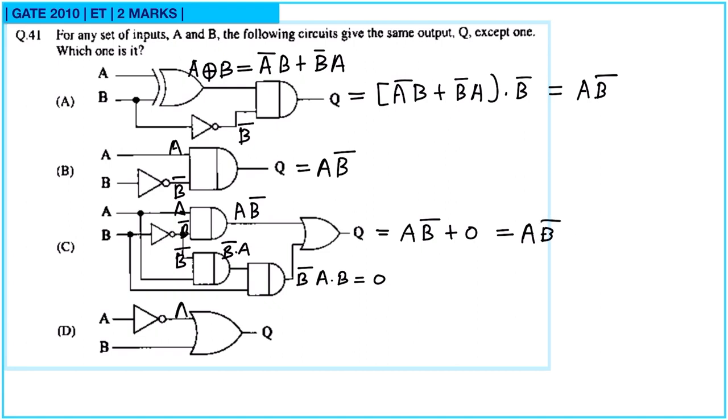For the last case, this will be A bar, this will be B. So this will be A bar or B. So only in the last case output is different. So option D is correct here.